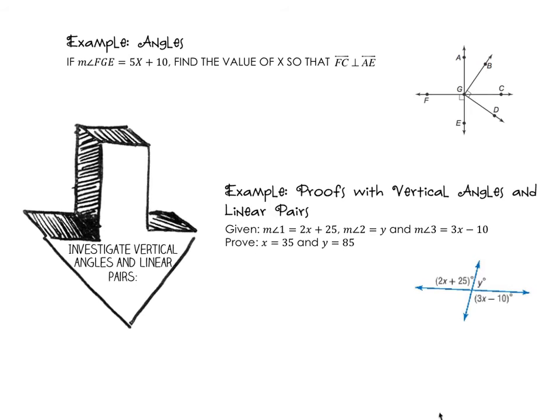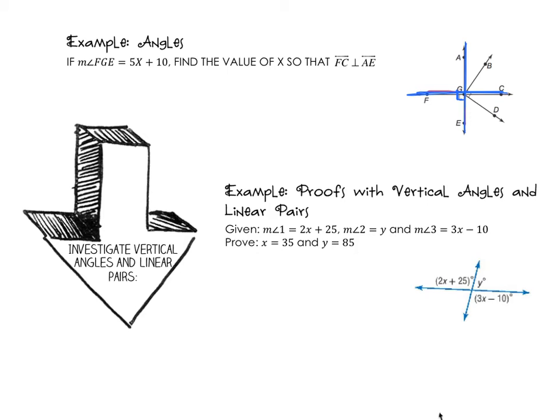Okay, in the next example, we want to find the measure of FGE. So let's find FGE first. So here's FGE. And we want to find the value of x so that FC, so here's FC, is perpendicular to AE. So we're really just wanting to prove that's 90 degrees. That's all those fancy words are meaning.